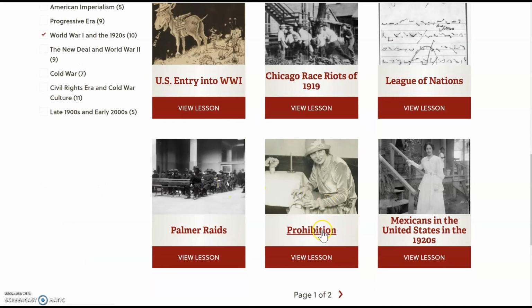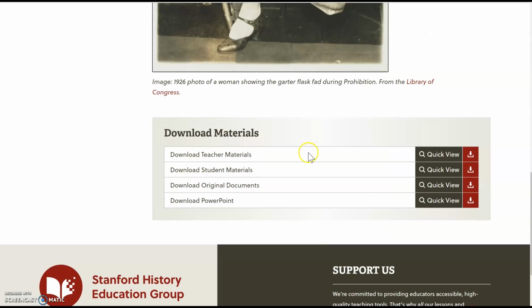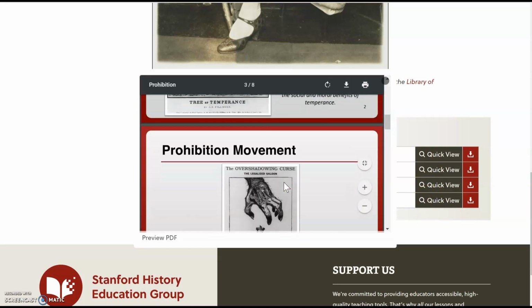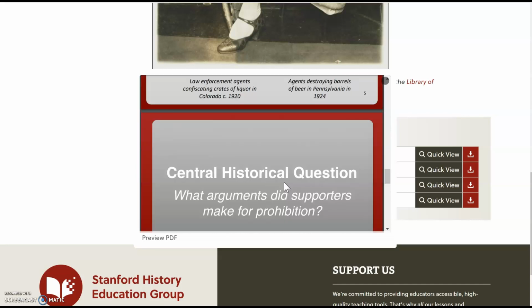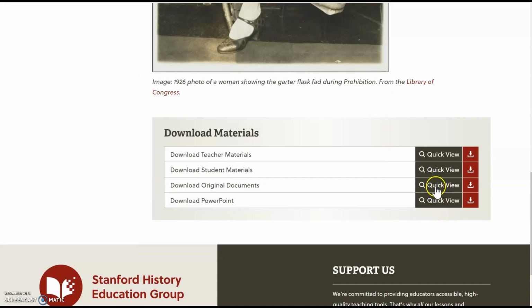One of my favorites here is on Prohibition as well. When you look through here, you see the teacher materials, student materials, original documents, and PowerPoint. If you want a quick view of each one, it gives you a pre-made PowerPoint where you could talk about certain amendments, Prohibition, things of the like, and central historical questions, such as what arguments did people make for Prohibition. You can have the original primary source documents, the student materials, and teacher materials.